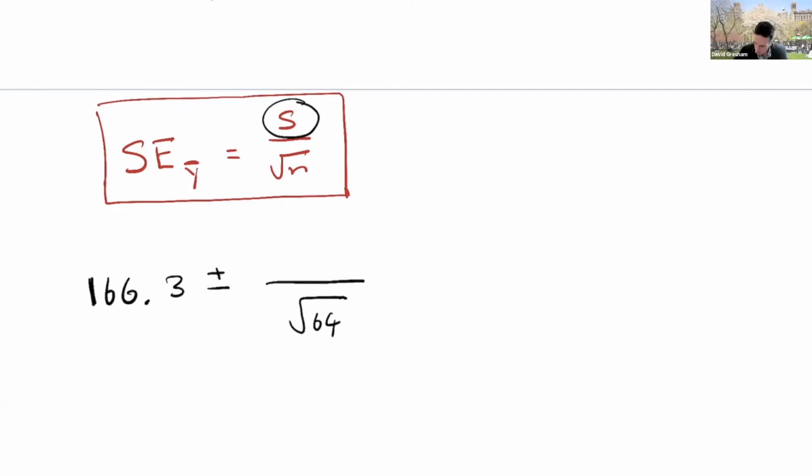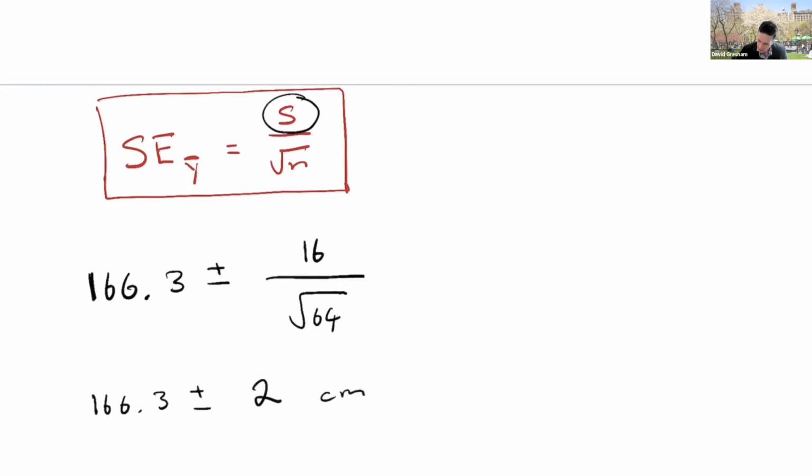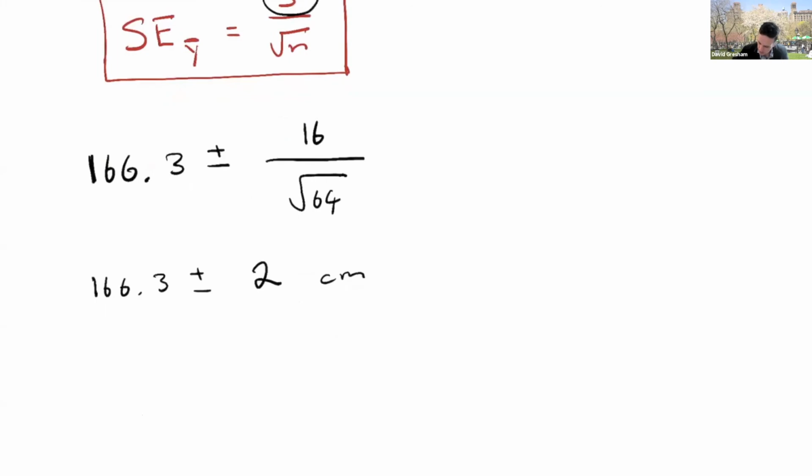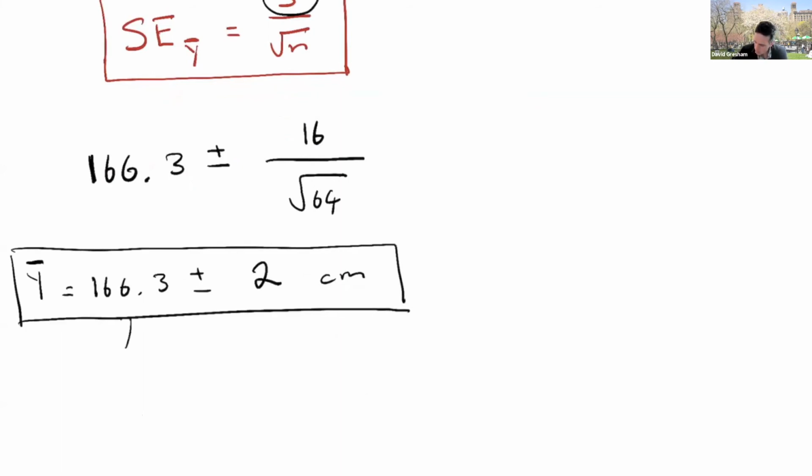And let me put 16 up here. So now we could say 166.3 plus or minus 16 divided by 8, which is going to be 2. And this is the appropriate way to say what our sample mean and the associated uncertainty is.